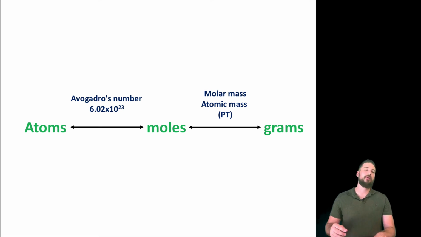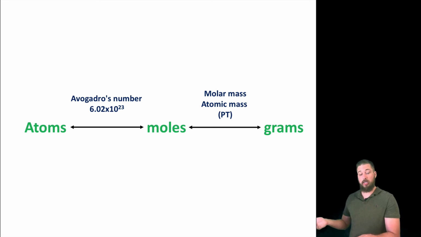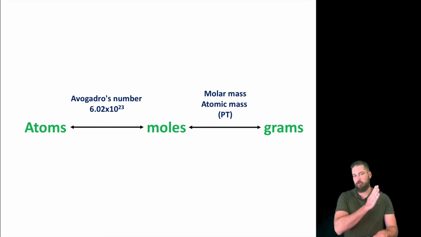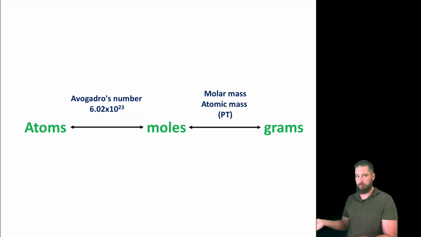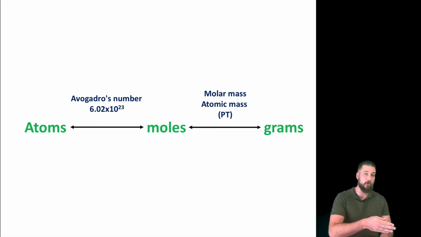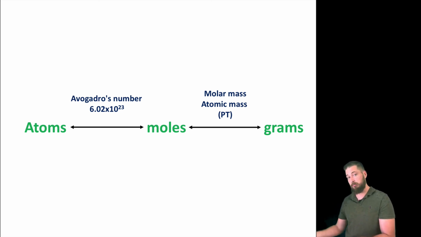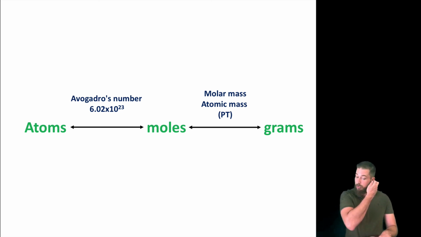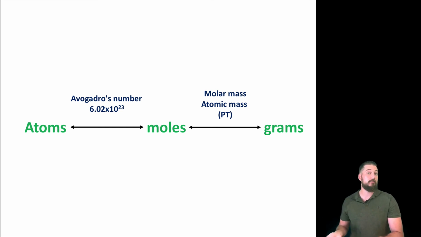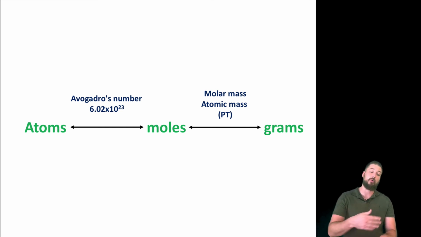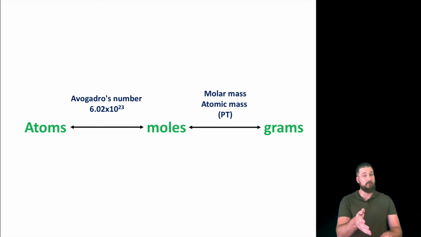If we are ever given atoms and we're asked to calculate the grams, we will always have to go to moles first. We can't go directly from atoms to grams. We have to go from atoms to moles to grams. Just like if we had kilometers and we wanted to go to centimeters, we would have to go from kilometers to meters to centimeters. It's the same situation. If we're given grams and we're asked to go to atoms, we have to go from grams to moles to atoms. However, if we're given moles, we can go to either of them in one step.